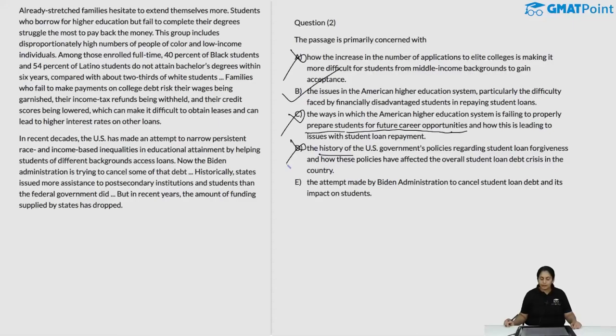Option E: The attempt made by the Biden administration to cancel student loan debt and its impact on students. This is a very small part of what is discussed. Only in the last paragraph will you find a mention of this, and this isn't even the full last paragraph. It is nowhere the main point of the passage as such. So E is also incorrect. B is capturing the main issue or the main point of discussion as such. So B is the right answer.